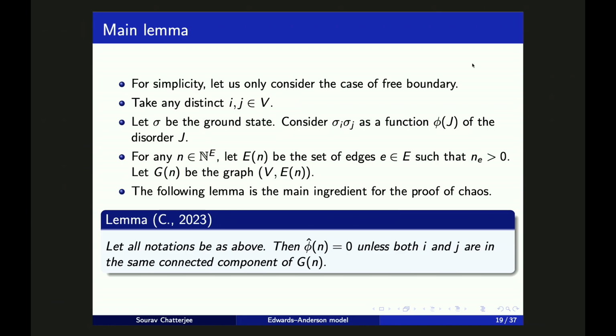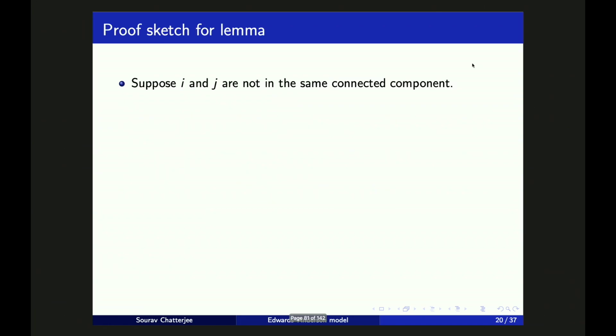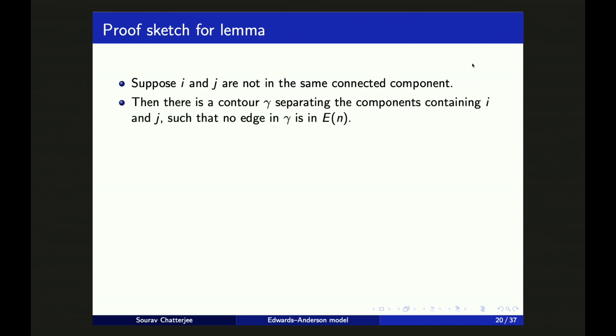Any questions about this before I go to the next slide? So I'll now show you the proof. It's a relatively simple proof. Suppose i and j are not in the same connected component. Then there's a contour gamma separating the components containing i and j such that no edge of gamma is in E_n. So basically, you can take the connected component containing i and everything else, and there are no edges going from this connected component to its complement. Okay, so that's your gamma.